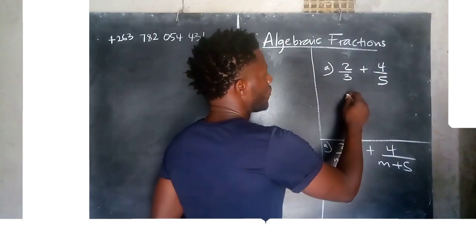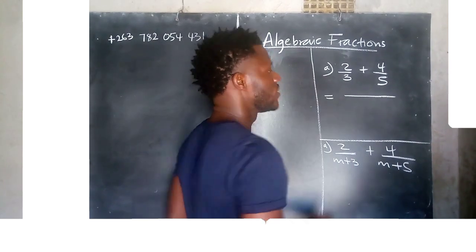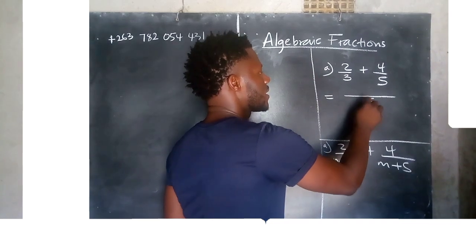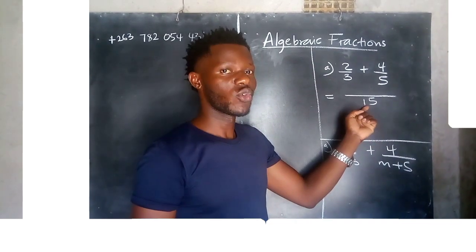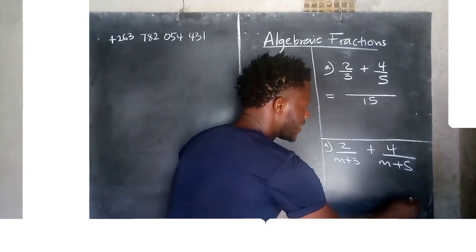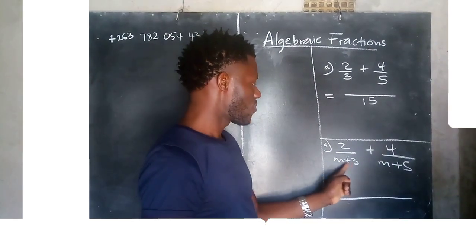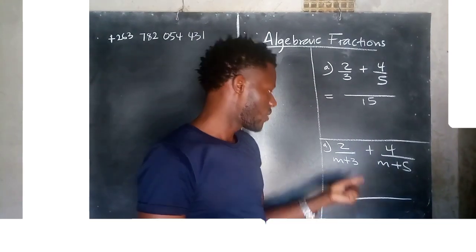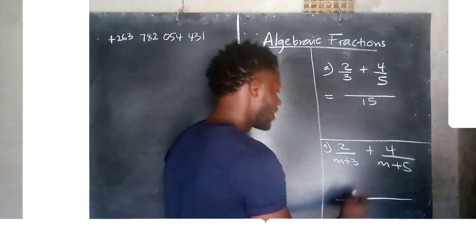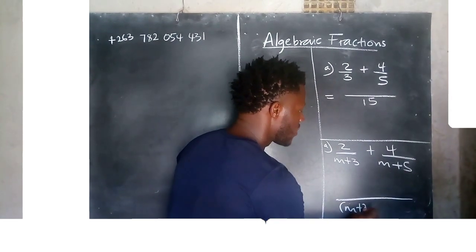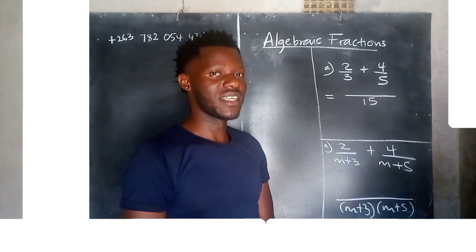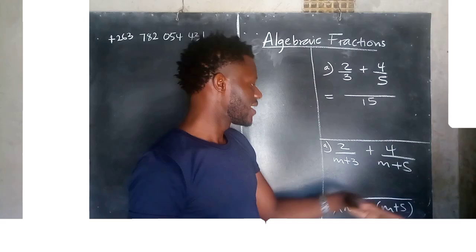Remember, the first thing, you find a common denominator. The common denominator for 3 and 5 is 15. We found 15 by multiplying 3 by 5. So the same applies here. The common denominator for m+3 and m+5, you multiply both denominators. And the multiplication is very simple. You just put every denominator in its own bracket like this: (m+3)(m+5). That's the common denominator. You will not go any further to expand these brackets.